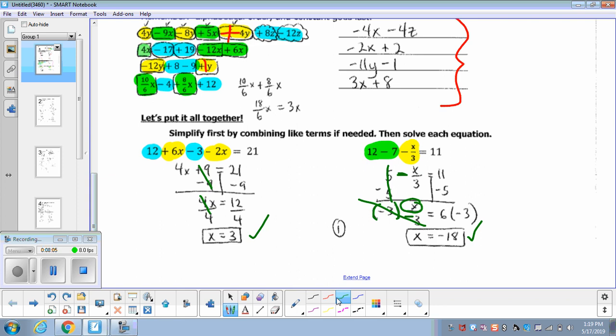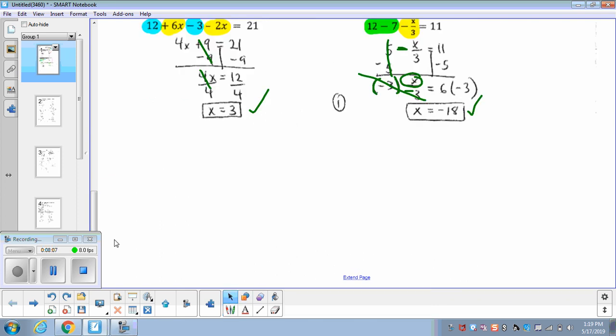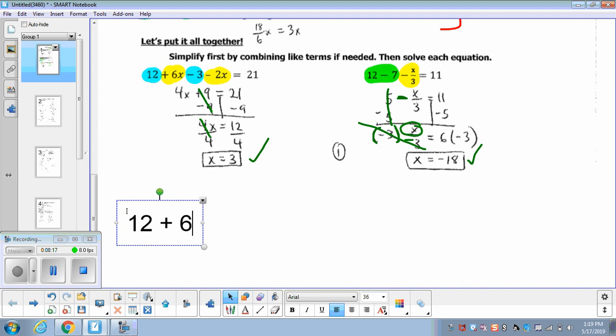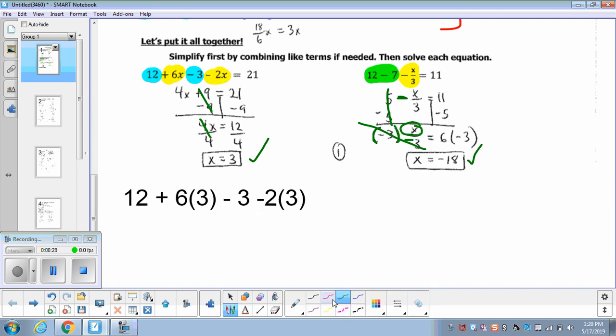Now I do want to show you guys real quick how to check these. We're actually going to check it by plugging it in every time we see the x in the original problem. So for this first one, we're going to have a 12 plus 6 times 3 minus 3 minus 2 times our 3. Notice I'm just plugging in for x, this 3. And now with PEMDAS, we're going to simplify here. This multiplication is an 18. And this multiplication, negative times positive, is going to be a negative 6.